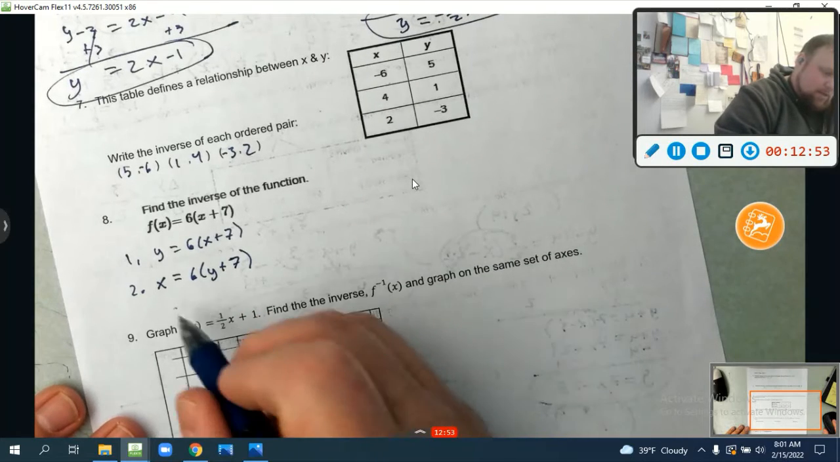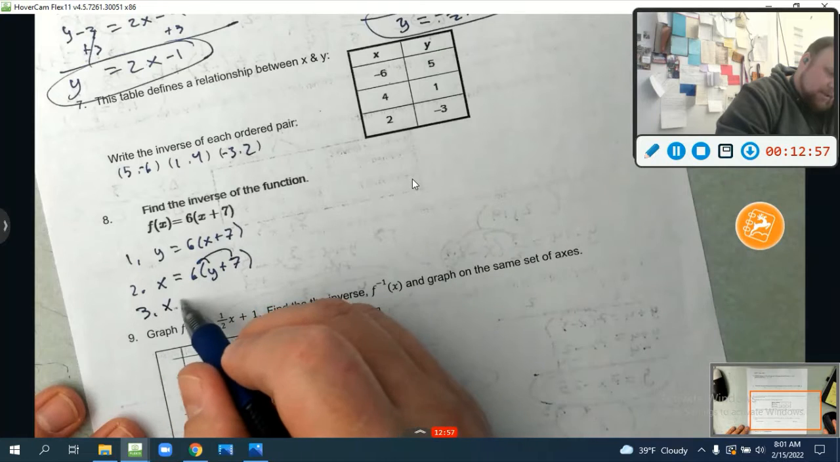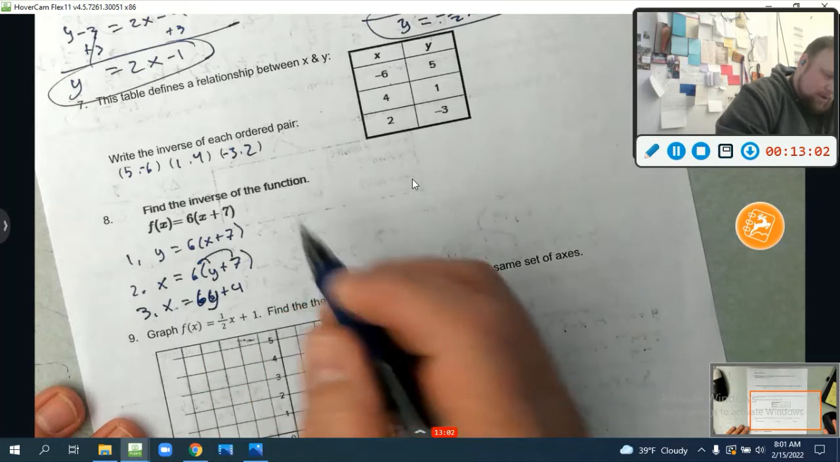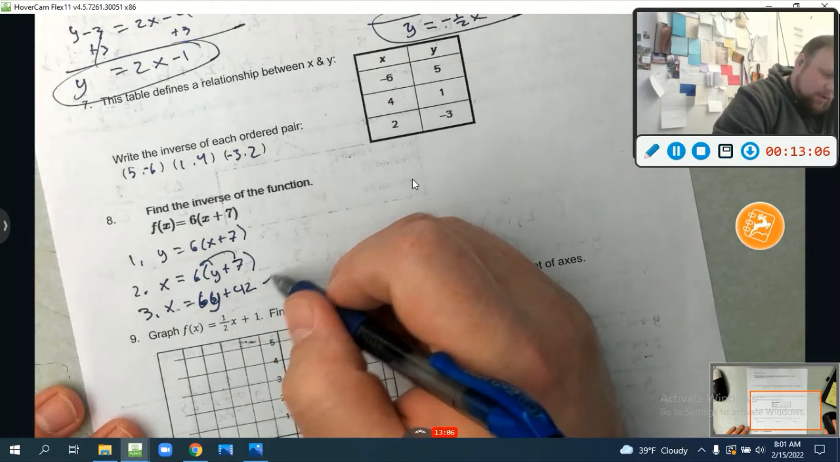Step 3 is solve it. I'm going to do my distribution. I get that x equals 6y plus 42. That should be a y. I don't know what's happening there. Plus 42. And I'm going to keep going. I'm going to solve this for y.